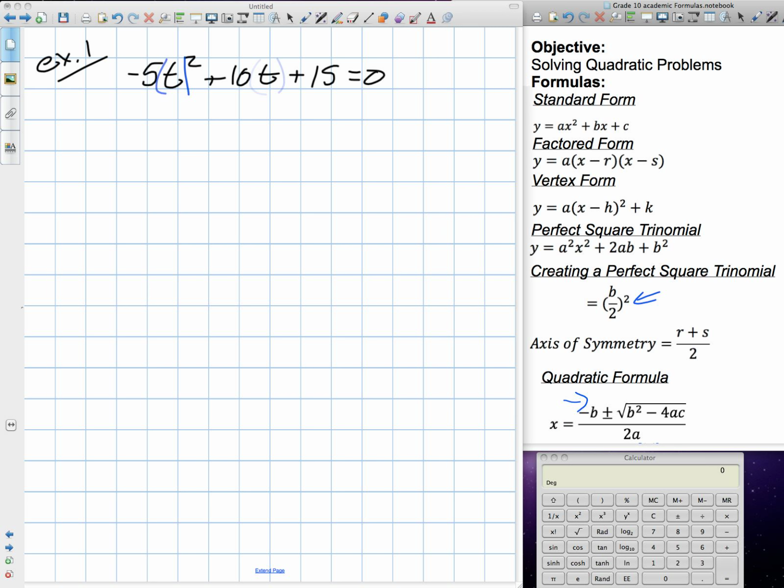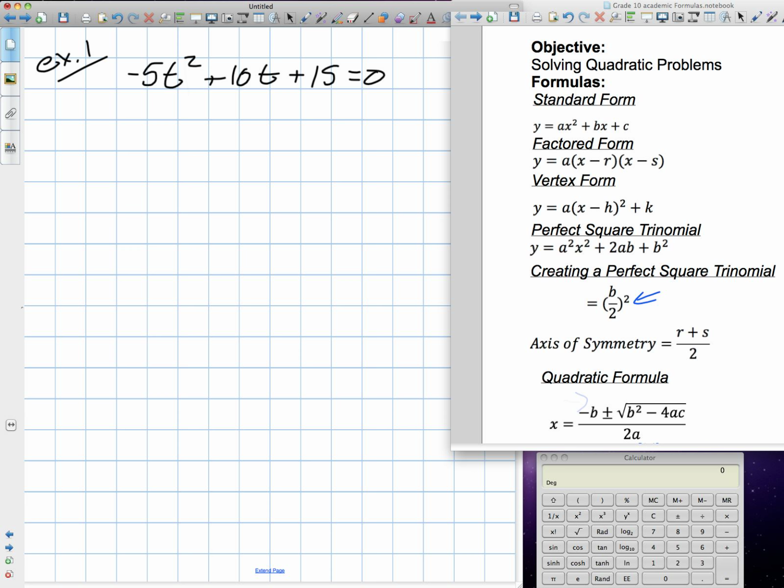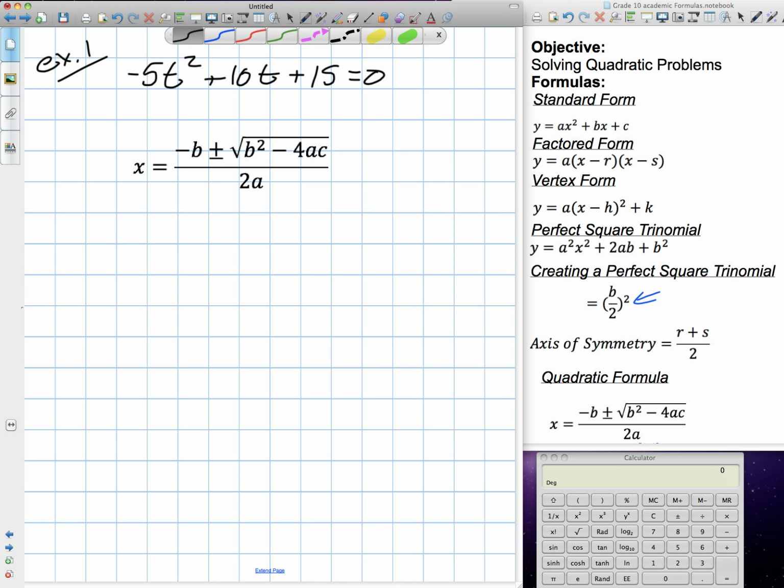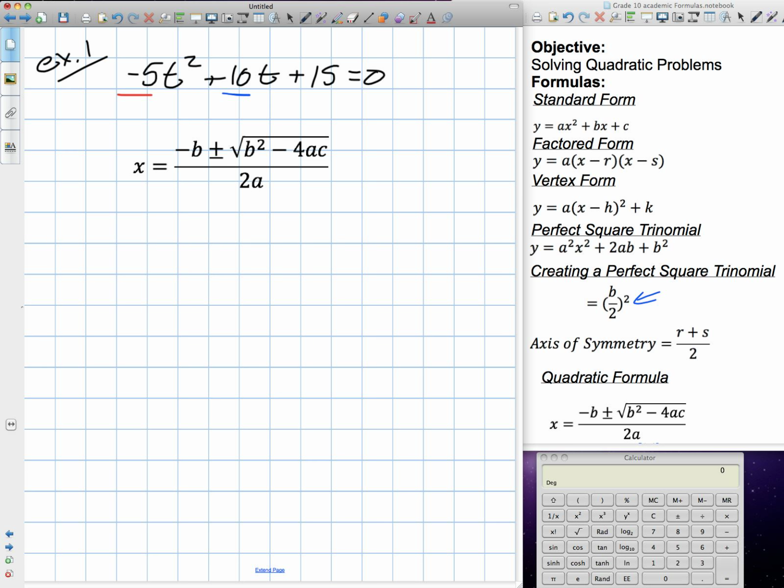Didn't quite work. Try that again. How do you do that? There we go. So here's our quadratic formula. And in standard form, our a value is -5, our b value is 10, and our c value is 15. So c, 15 is going to replace that c right there. There are two versions of b. This is -b, and this is b, and there are two a's in this. We're going to replace all of those with our standard form a, b, and c.